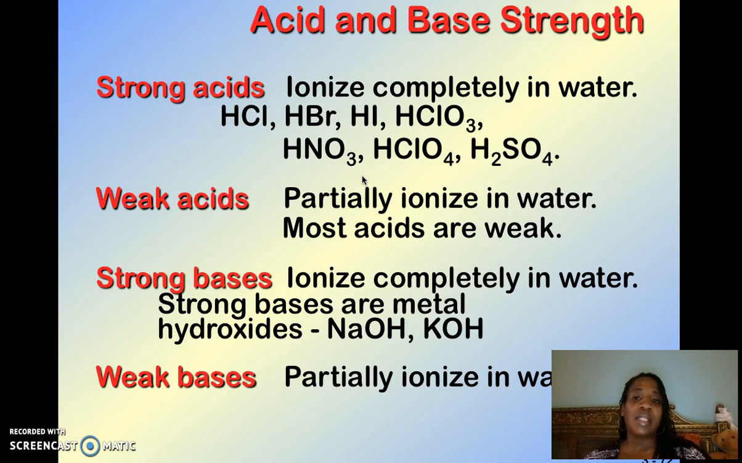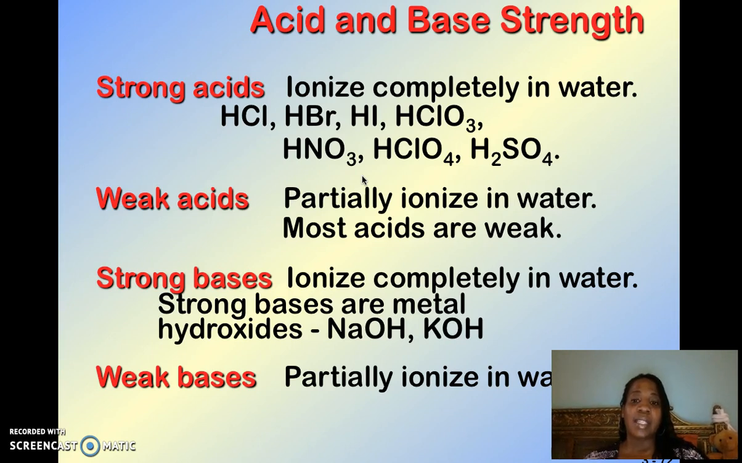And then those acids and bases can be categorized into two types. You either have strong acids, which means that they ionize completely, and you do need to be familiar with those 7 strong acids. So basically the hydrogen halides, with the exception of hydrogen fluoride, and nitric acid, perchloric acid, and sulfuric acid. Weak acids, or any other acids, will partially ionize in water. So most acids are weak. The 7 strong ones are the only ones that ionize completely.